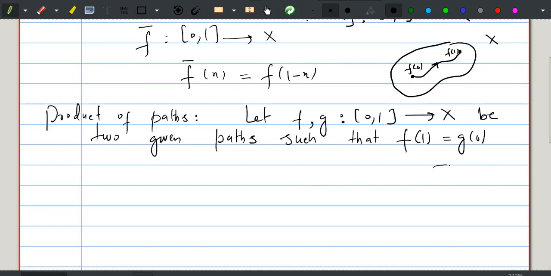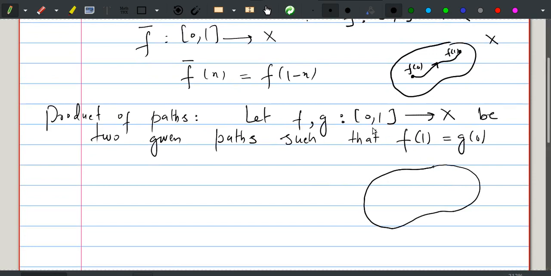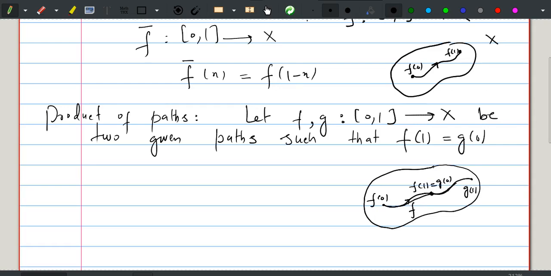Now if this is a space X, when we take f from [0, 1] to X, we go like this. This is f of 0 and this is f of 1. It is given that where f has the end point, g has the initial point at that point. So this is the same as g of 0. Now this is the path f. From this point g starts traveling to g of 1. So this is g of 1. This combined path is the product of paths f and g, and it is denoted by f dot g.